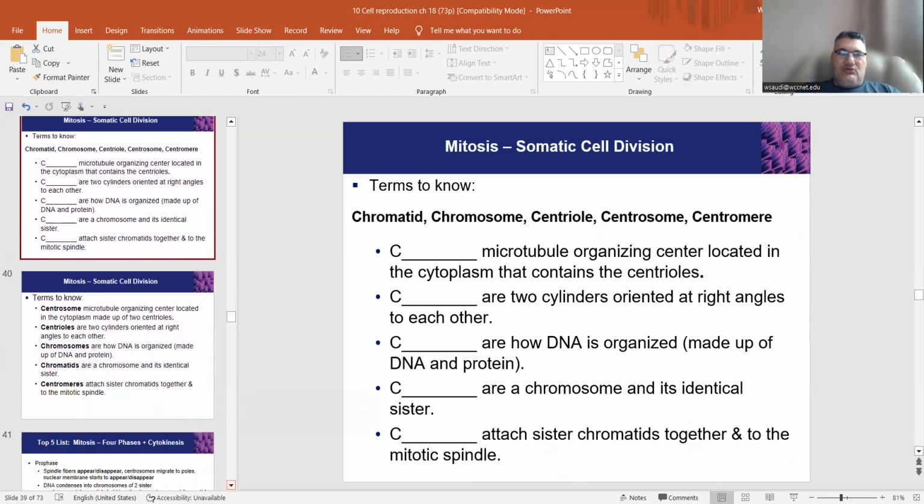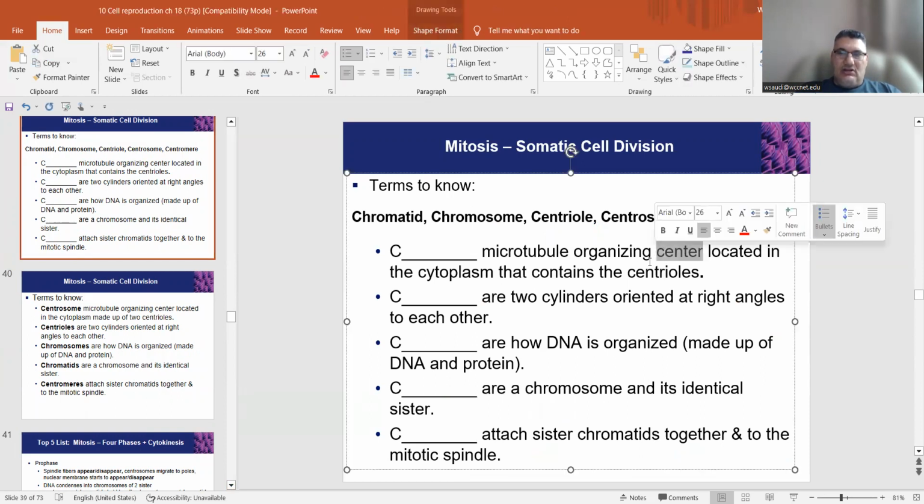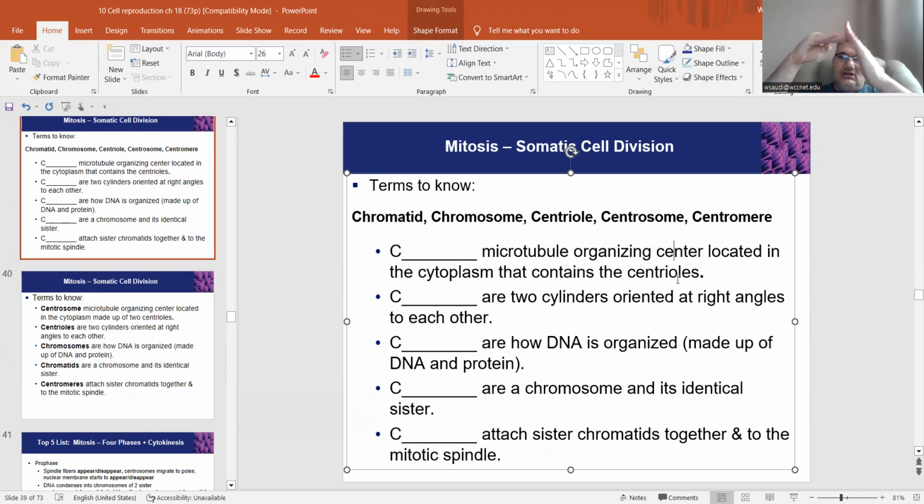And this is a question about what we talked about. What is the microtubule organizing center? The name gives it to you: center. So it's the centrosome. Centrosome, microtubule organizing center, which is in the cytoplasm. And it contains centrioles, which are two at right angles. What are the two cylinders that I just talked about? Right angle, centrioles.